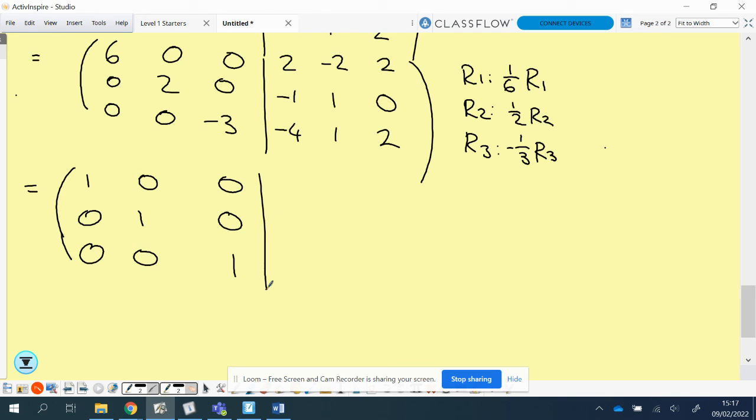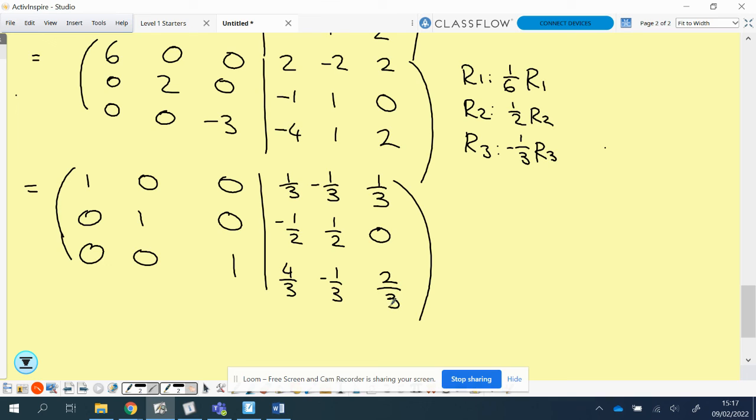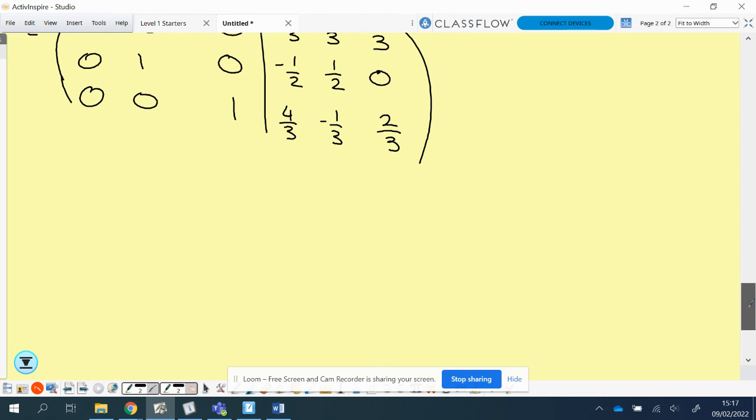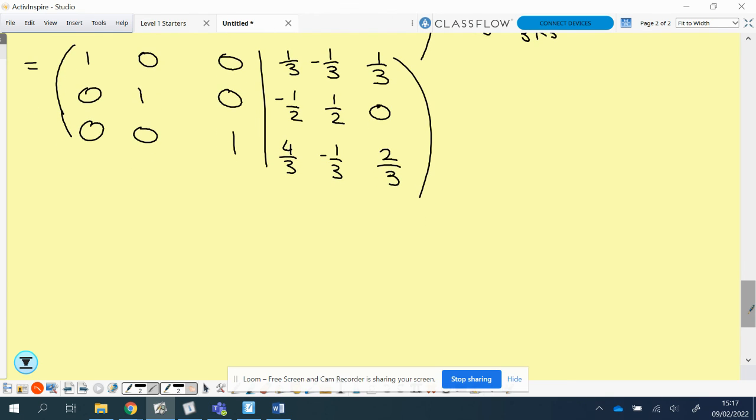Okay, so if I take a sixth of everything on the top row, that's going to give me a third, minus a third, and a third. If I take a half of everything in row 2, that's going to be minus a half, and 0 still. And if I take a negative a third of everything here, that's going to be 4 thirds, negative a third, and 2 thirds. Okay, so now I've got my identity matrix on the left hand side. I can now tell what my P inverse is. So P inverse, which is the right hand side.